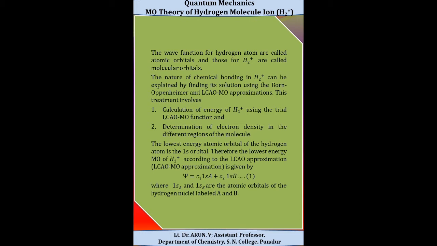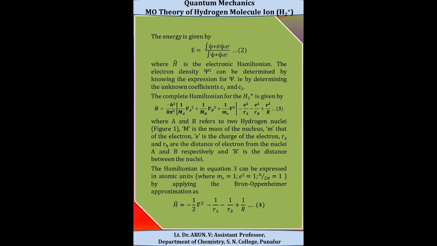First one is the calculation of energy. The lowest energy atomic orbital of hydrogen atom is the 1s orbital. Therefore, the lowest energy molecular orbital of H2 plus according to LCAO approximation is psi equal to C1 1sA plus C2 1sB, where 1sA and 1sB are the atomic orbitals of the hydrogen nuclei, which are labeled as A and B. The energy is given by its expectation value E equal to integral of psi star h cap psi dt divided by integral of psi star psi dt, where h cap is the electron Hamiltonian.